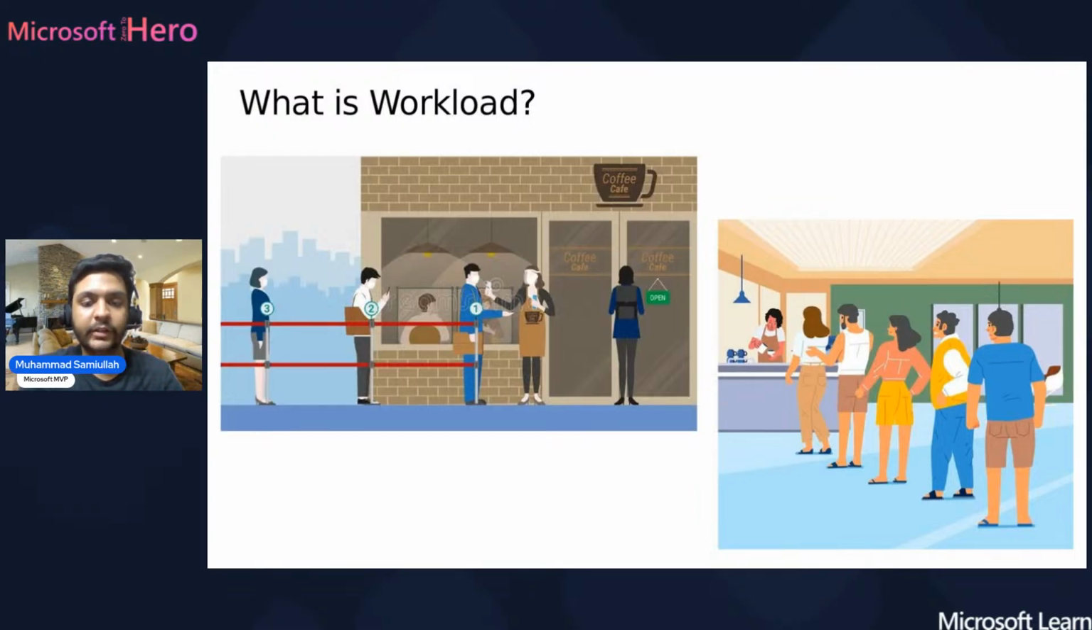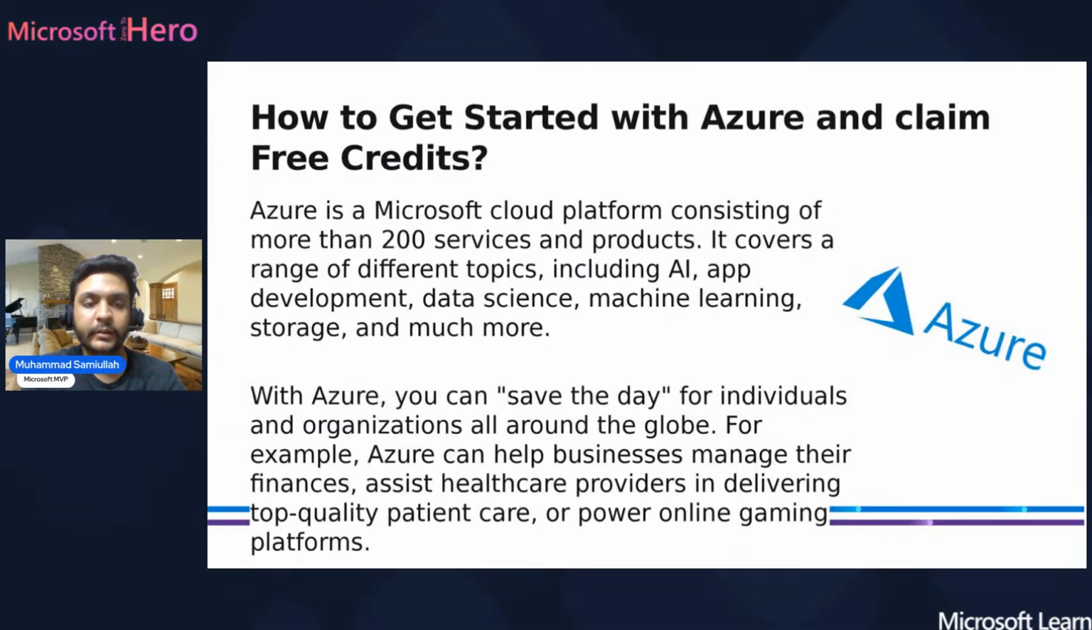And mostly we use platform as a service if we are developing our university final year project or doing any semester project. We normally use platform as a service. So we have an idea now how to select a cloud service model according to our need. Okay. So till now we have discussed a lot of the theoretical part, the concepts. Now how to get started with Azure and claim free credits.